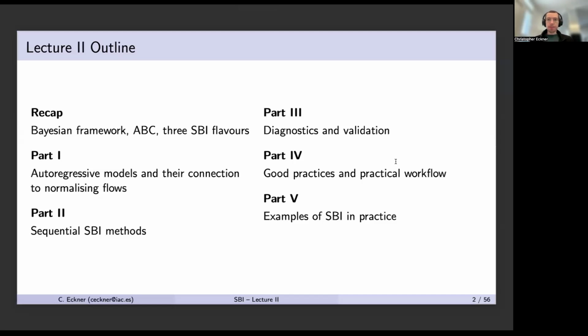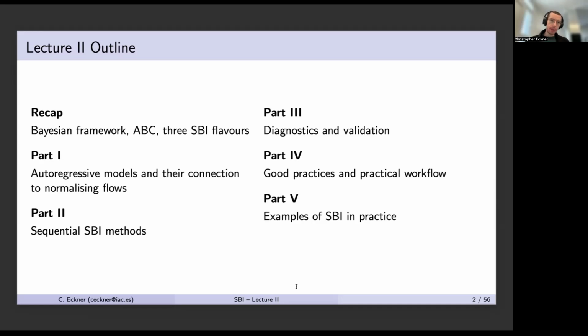So before we start with the topics that will be new for today, I'll give a very brief recap of what we did last week, just to remind you about the overall framework. And then we'll discuss in more detail something that I announced already last week, and this is the notion of an autoregressive model and how this is connected to normalizing flows, something that you use for simulation-based inference.